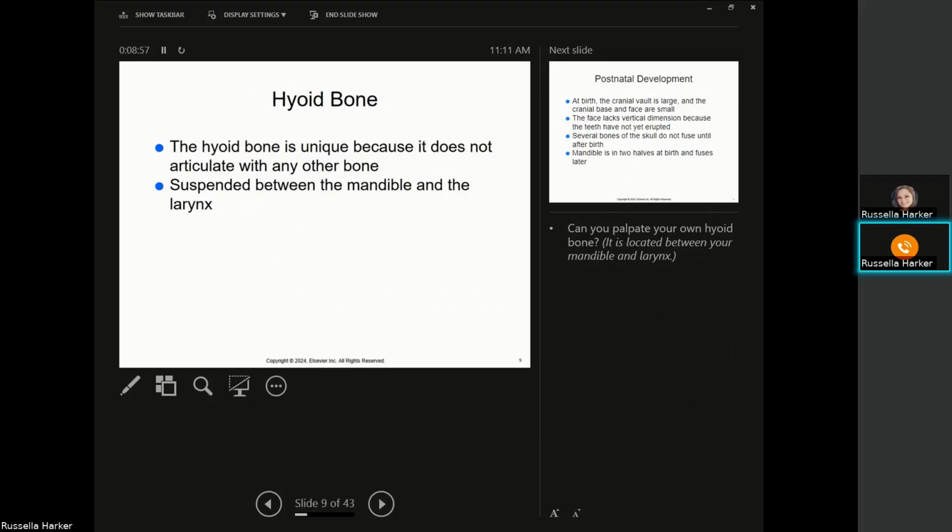The hyoid bone is very unique because it doesn't articulate, or come together, which is what articulate means, with any other bone. It's suspended between the mandible and the larynx. It's like an inverted Y, and it just kind of hangs there. It's the primary support for the tongue and other muscles. So it has a central body and two lateral projections. It's suspended from the styloid process of the temporal bone by two stylohyoid ligaments.